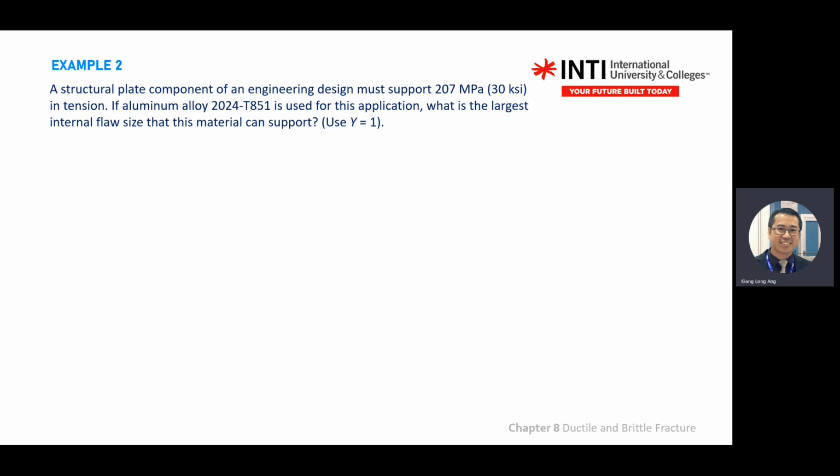If aluminum alloy 2024, in the table I highlighted just now, is used for this application, what is the largest internal flaw size? This actually asks you to find the A value. Flaw size means the crack. For this material can support, use Y equal 1. Again, if the question does not mention Y, in your answer you assume Y equal 1. You call out K1C equals Y, failure stress, square root pi A.